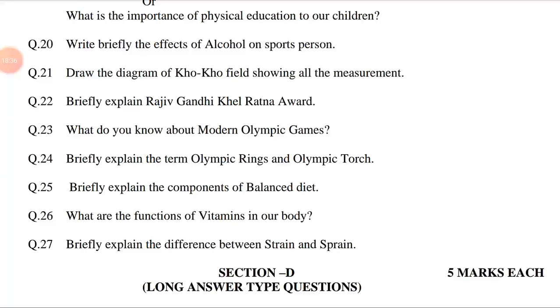First point, optimum development. Second, intellectual development. Third, emotional development. Fourth, social development. Fifth, character development. Sixth, cultural development. Seventh, leadership qualities developed. Eighth, health and safe habits. Ninth, promotes sportsmanship. Tenth, neuromuscular coordination developed.